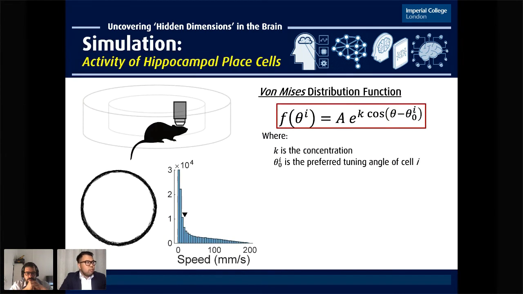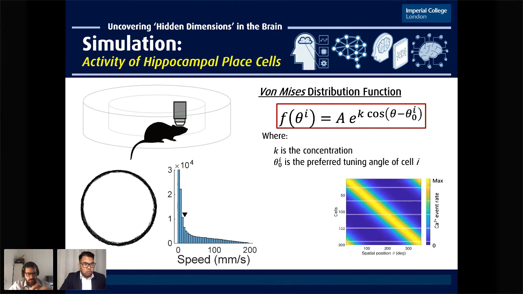For the simulation of the activity of hippocampal place cells, we generated a set of data that mimics the neural activity of a population of hippocampal cells of a mouse running on a circular track as captured in real 2-photon calcium imaging experiments. So cells are tuned to fire selectively at a particular location in space, with tuned firing rate dropping off according to a von Mises distribution function. And this can be shown in this tuning map.